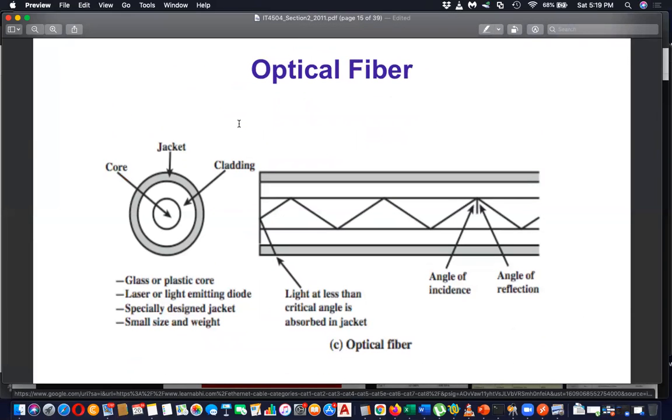Then the best one is fiber, because it uses light. And here you can see single mode fiber because it's sending only one, but it can be multi-mode too. There also it has core, cladding, and jacket. The core is the one transmitting data. Cladding is for the protection of this, even against bending. And the jacket is basically covering up everything.